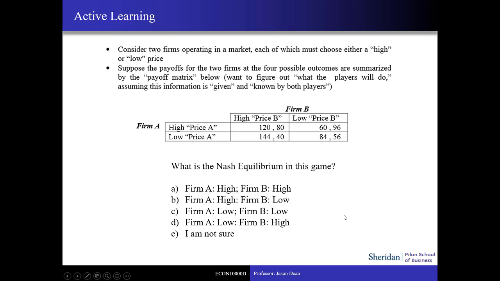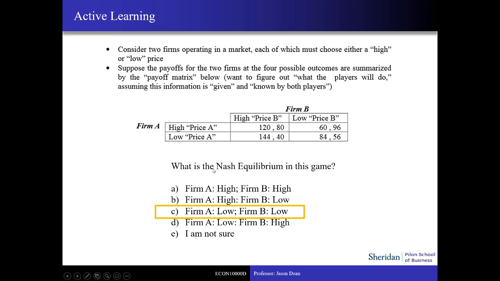Okay, so here's a question where you're going to have to find the Nash equilibrium. For this, you just want to follow the same procedure that I did in the prior slide. So hit pause and try to figure it out. Okay, so the answer to this question is C.